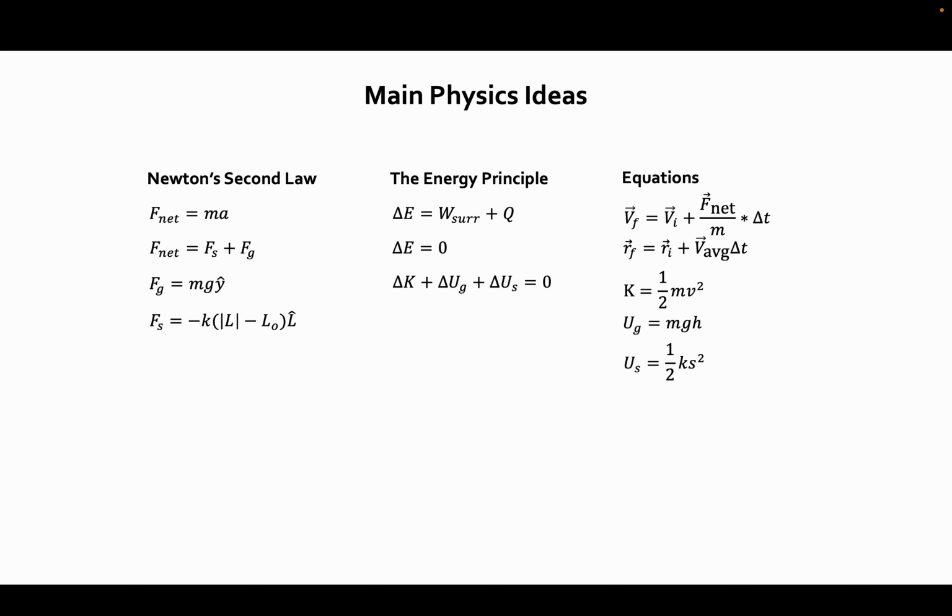Newton's second law had 2 components, the force due to the spring and the force due to gravity, and their equations can be seen. The energy principle states that energy cannot be created or destroyed, and with the energy principle, the total change in energy was zero, meaning that the change in kinetic, potential, and spring energy equaled zero when added together. Additionally, there were other equations used such as the change of velocity equation and the change of position equation, which are derived from Newton's second law.